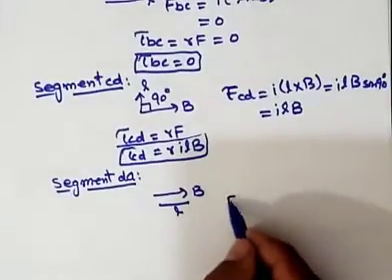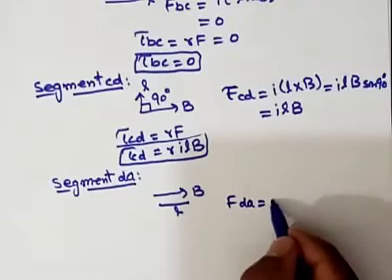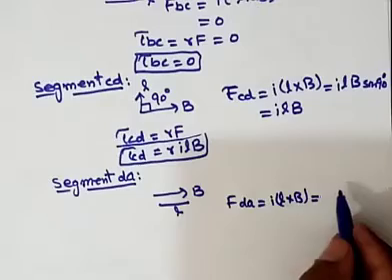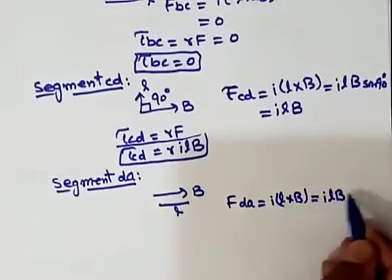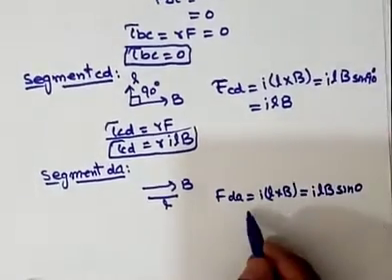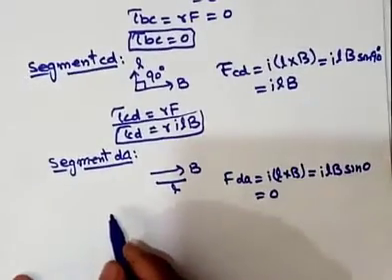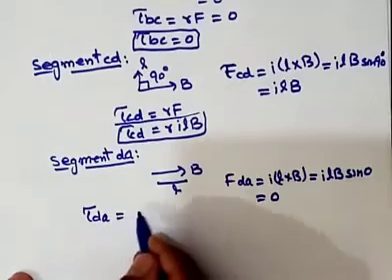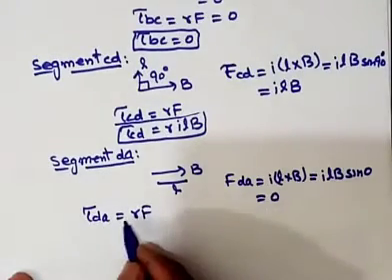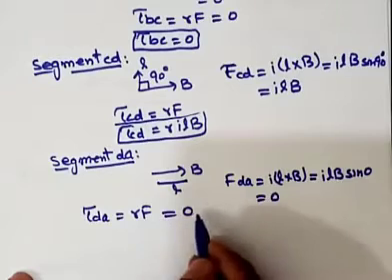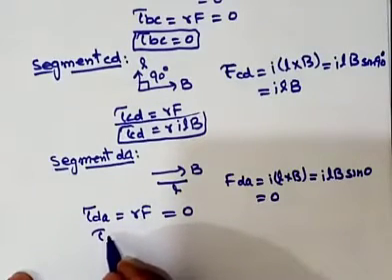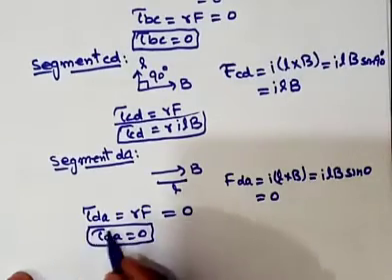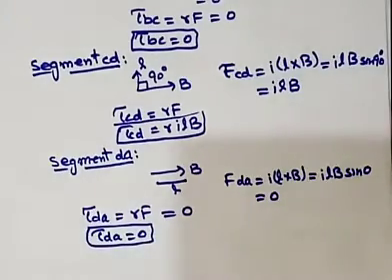Therefore, F_DA is equal to IL cross B is equal to ILB sine 0 is equal to 0. As we know, tau DA is equal to R F. Putting the value of F in this equation, we get tau DA is equal to 0. It means the torque across segment DA is 0.